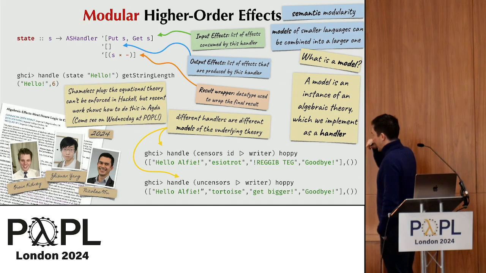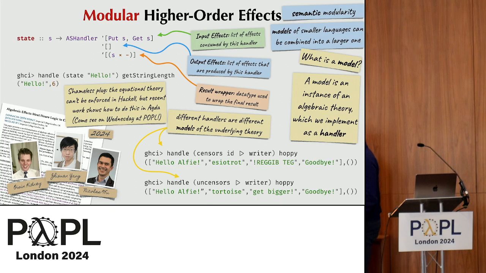Okay, and shameless plug, the models of these things typically have equations attached to them. In Haskell, we have no way of asserting, or at least checking and verifying that those equations hold true statically.